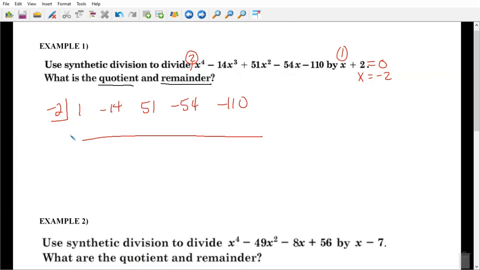Step 3 is to bring down my leading coefficient. And then step 4 is to start multiplying. So we multiply diagonally, and we're going to add vertically.